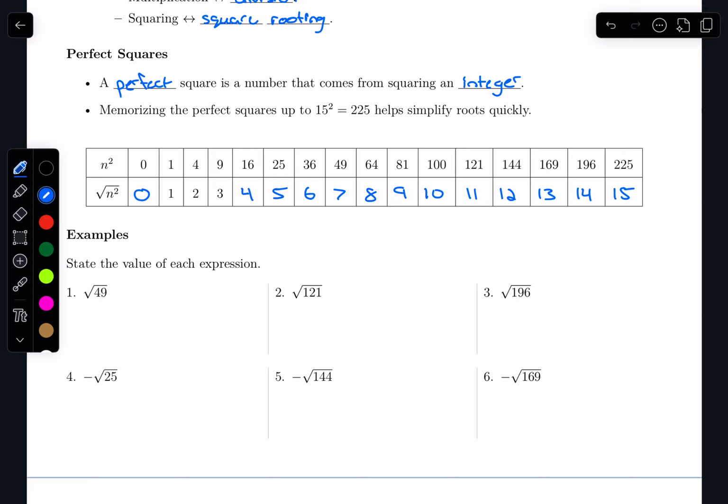So down here for number 1, we want to state the value of each expression. The square root of 49 for number 1 is just 7. For number 2, the square root of 121 is just 11. And number 3, the square root of 196 is 14. Nice and easy. Now, if we put a negative sign in front of a square root, that is not going to change the operation we're doing.